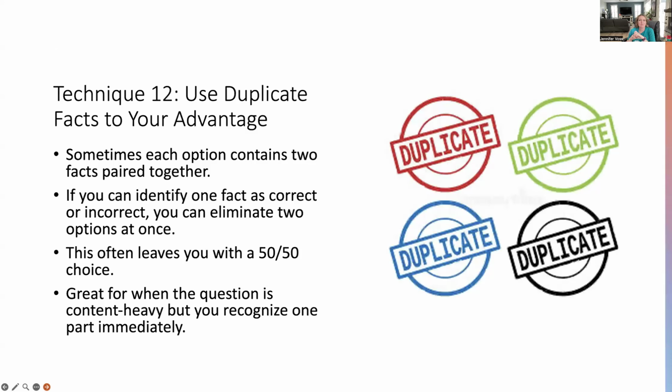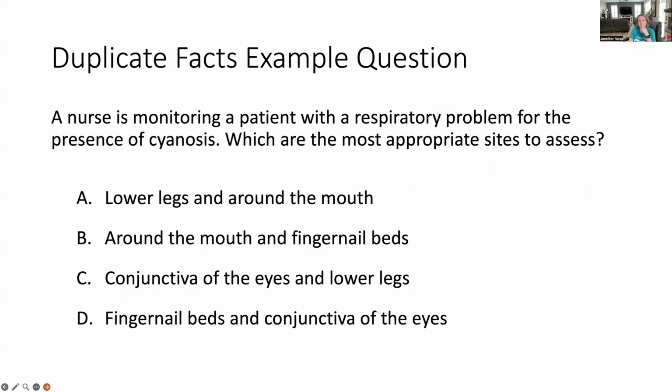All right, technique number 12, use duplicate facts to your advantage. So sometimes we have questions that are multiple questions all rolled into one, right? So we have two facts that are paired together. And if you can identify one of those facts as correct or incorrect, then you can eliminate two options at once, giving you that 50-50 choice. So this is really good for when you have a really content heavy question, but you recognize one part of it immediately. So let's look at an example of that.